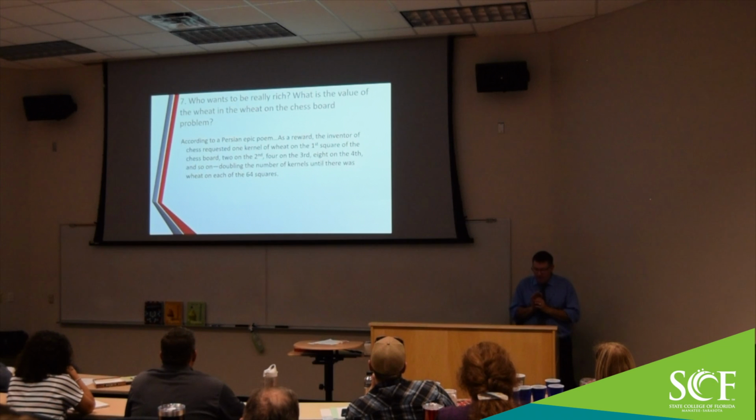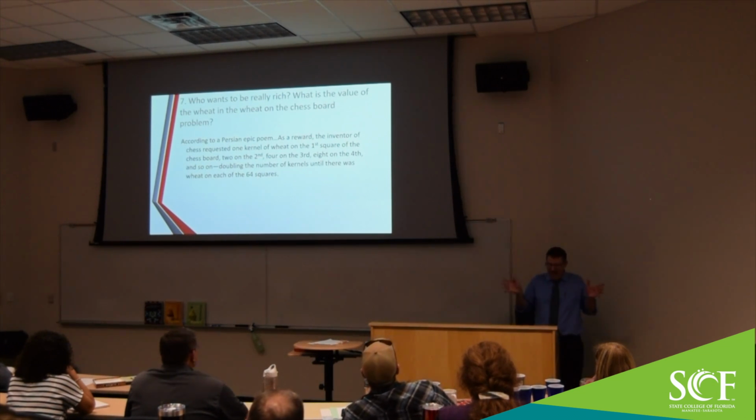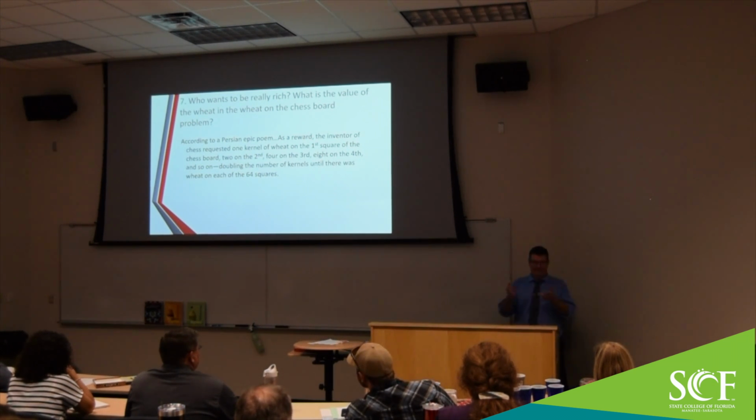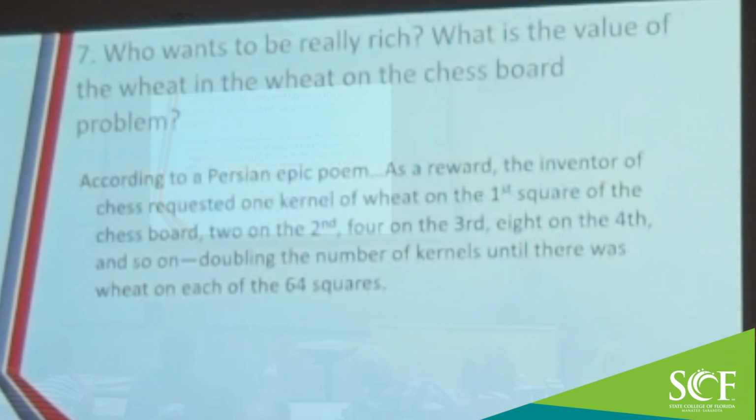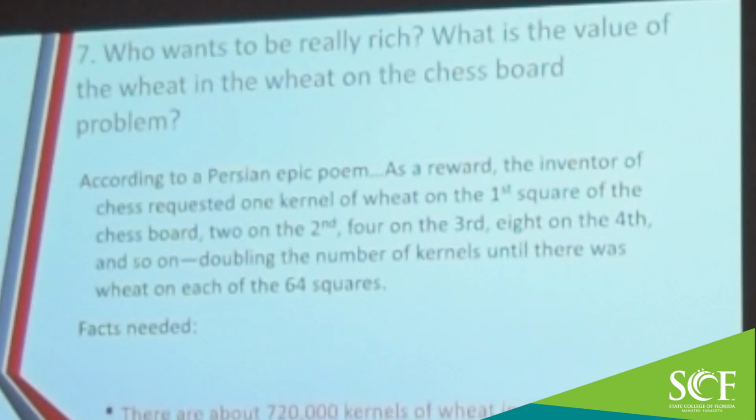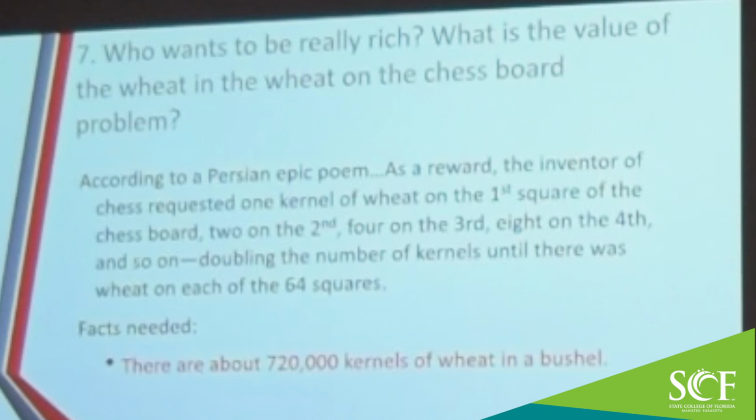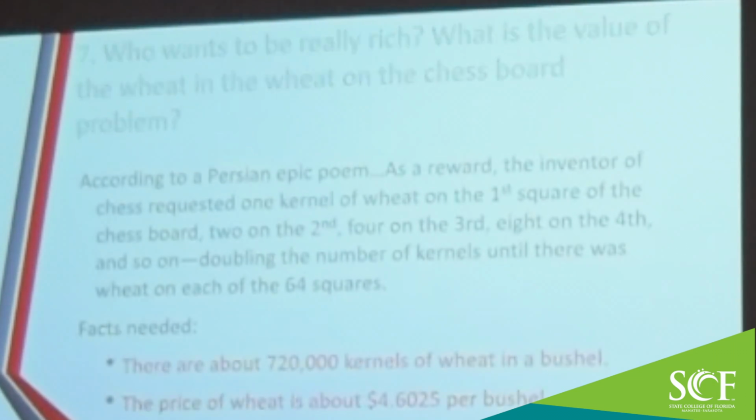The poem, too, depending on the source, supposedly the king laughed and said, what a pittance, why are you asking for such a little amount? And then later, he had to relinquish the throne because he couldn't pay off the bet, or pay off the reward. Now, some facts needed. We're going to use wheat, 720,000 kernels of wheat in a bushel. Price of wheat, this is about, as of 2 weeks ago, 4.6025 per bushel.